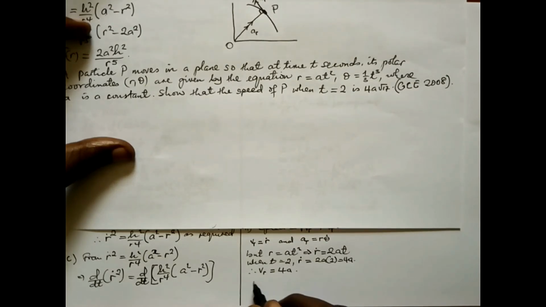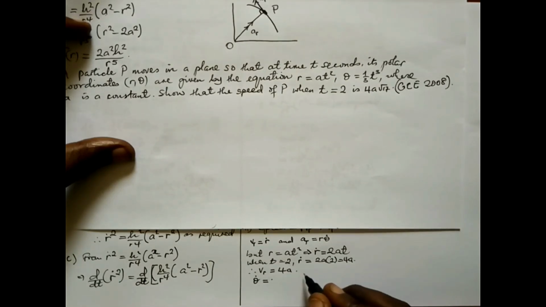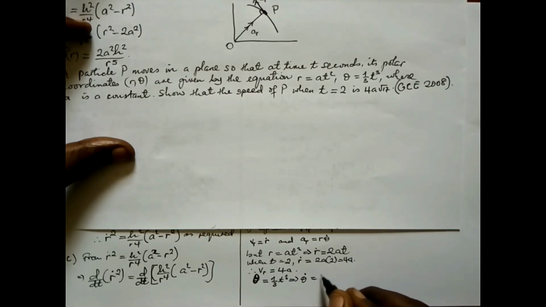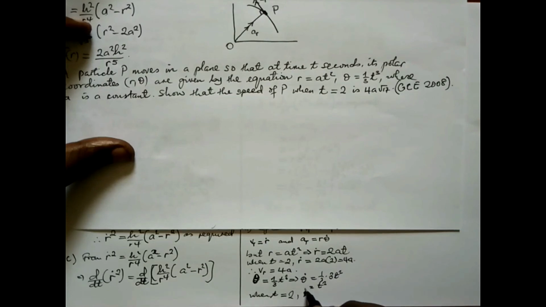Now, we are also given theta, which is 1/3 t cubed, and that implies that theta dot, again differentiating theta with respect to t, would give, on the right hand side, 1/3 times 3 t squared, which gives t squared. And when t equals 2, theta dot would be 2 squared, which is 4.